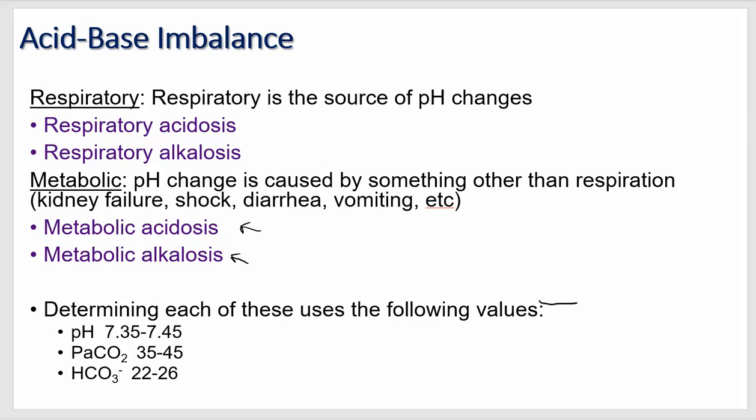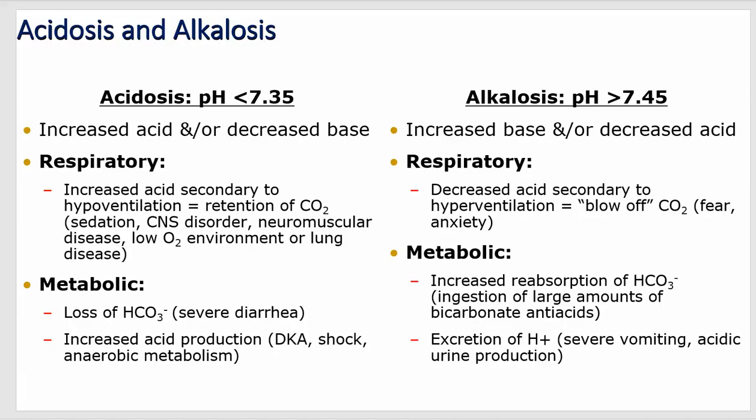So determining this requires these values. Maybe we've memorized these by now, maybe we haven't: pH 7.35 to 7.45, carbon dioxide levels 35 to 45, partial pressures, and bicarbonate 22 to 26 milliequivalents per liter. Those are the units, but these are the numbers, and the numbers are very important. So let's look at a few things and then we'll do some examples. Acidosis, pH is less than 7.35, alkalosis greater than 7.45.